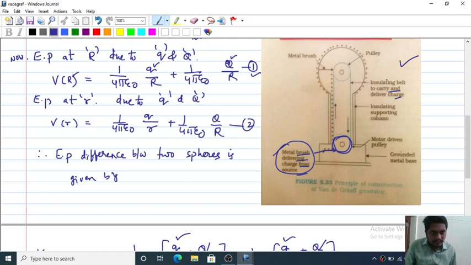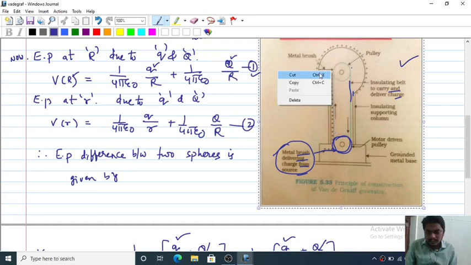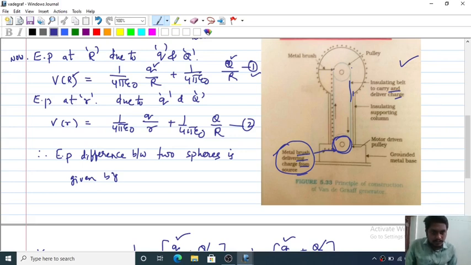This insulating belt carries the charge and moves over a pulley, and when it rotates, it reaches the center of the small sphere. There is a connection between the small sphere and the large sphere, so charge flows from the smaller sphere to the bigger sphere. Gradually, charges accumulate on the larger sphere until the breakdown limit is reached. So this is the working of a Van de Graaff generator. Thank you.